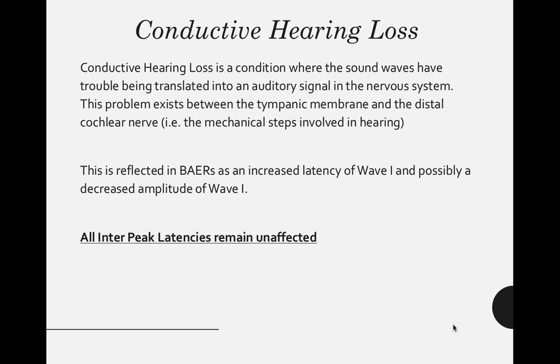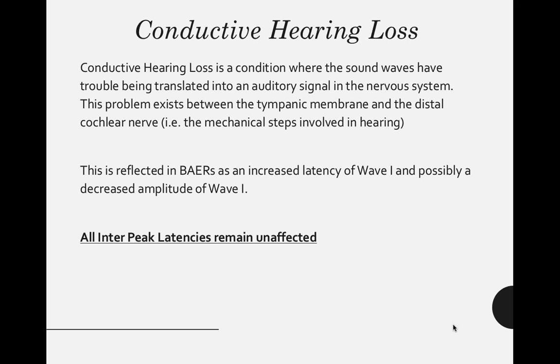Conductive hearing loss is a condition where the sound waves have trouble being translated into an auditory signal in the nervous system. So the problem here exists between the tympanic membrane, the eardrum, and the nerve, the distal cochlear nerve. In other words, it is the mechanical steps involved in hearing.